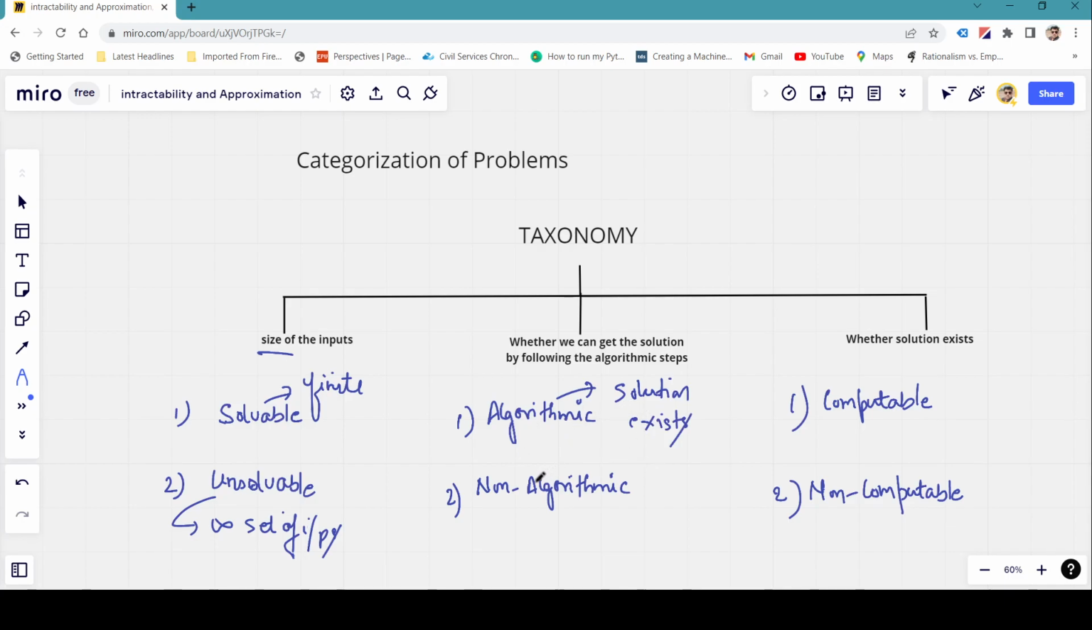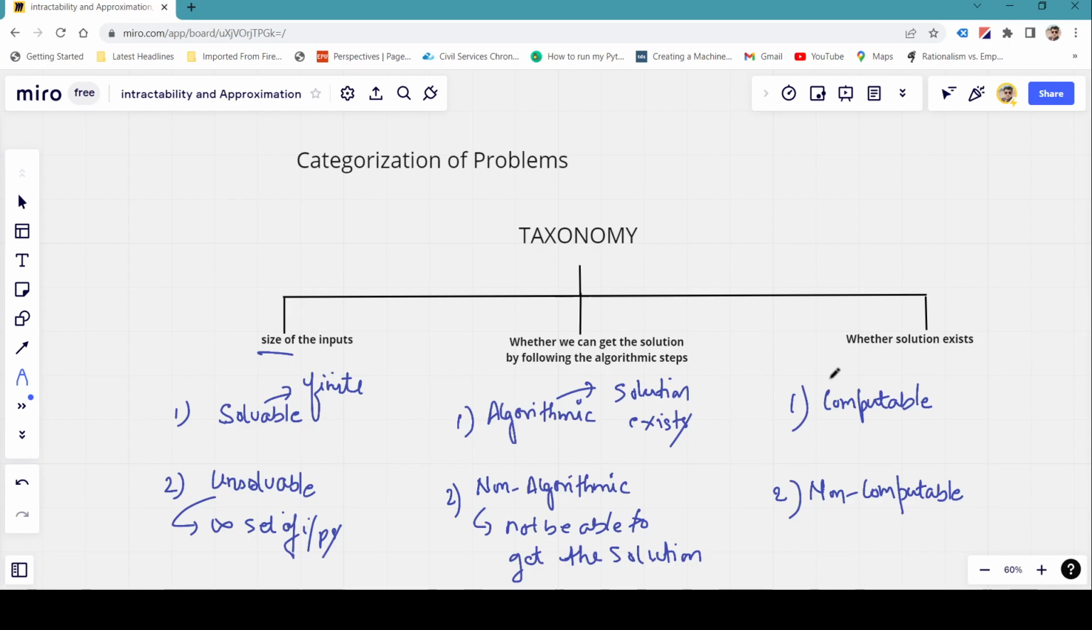Now there is another class of problems for which even if we follow the different algorithmic steps, we will not be able to get the solution. For example, if I say the problem is, do you have a meaning in your life? First of all, you will find it very difficult to write an algorithm that gives you the answer. Even if you are able to generate an algorithm, and even if you follow its steps, chances are that you will not be able to get the solution to this kind of problem. That is why these kinds of problems are called non-algorithmic problems.